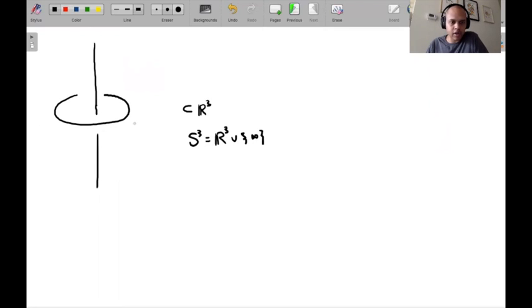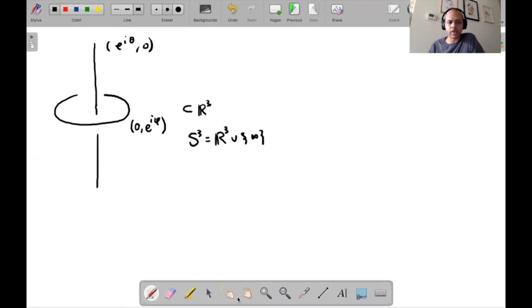And this circle, I'm going to think of as the circle of points coming from the second factor, and this one is the first factor, where the second coordinate is 0. And right, so now I just want to think about how the group acts on these two circles.